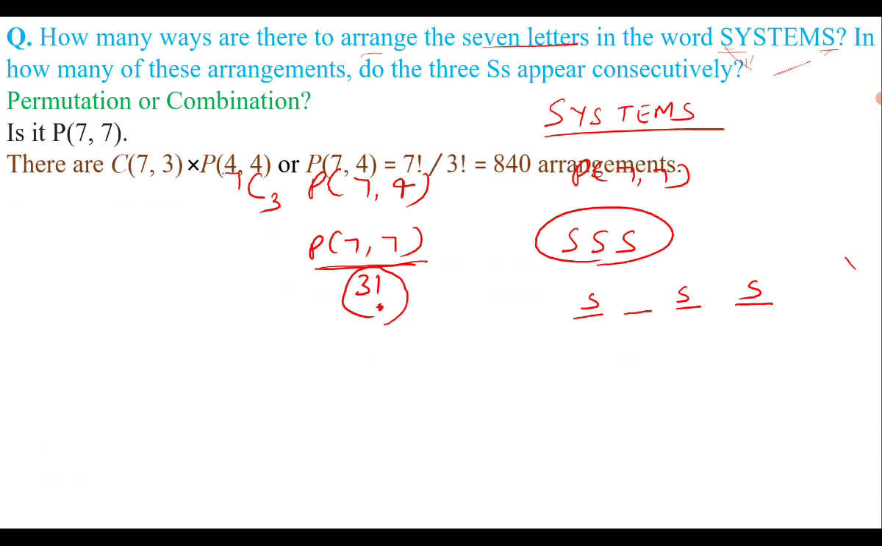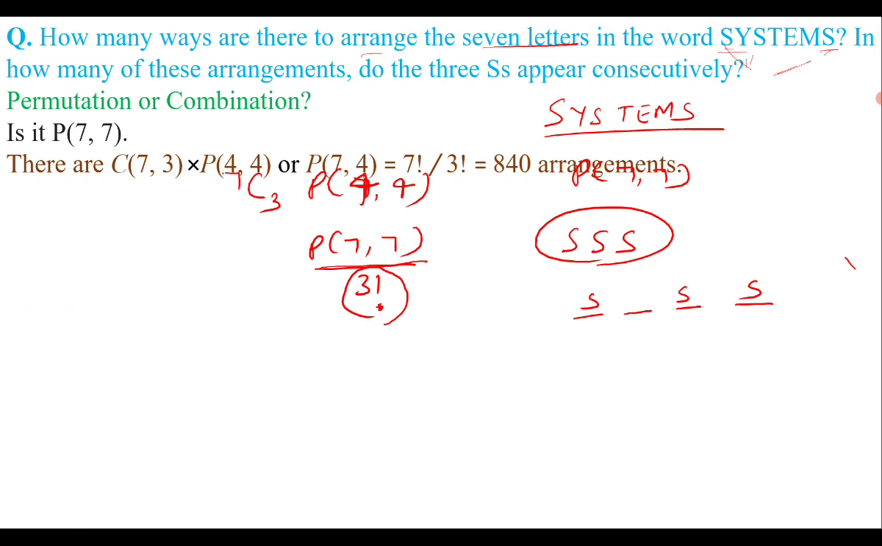So either I write 7C3 multiplied by P(4,4), it's not P(7,4), because after arranging the 3 S's, only 4 are remaining. Or you can write directly P(7,4), which means you arrange the 4 letters Y, T, E and M first, which is P(7,4), and the remaining gets arranged only in one way. Or the third one is you write P(7,7) and divide by 3 factorial.